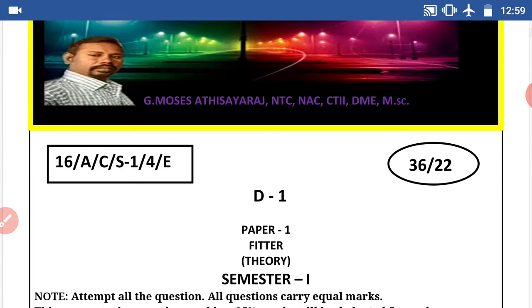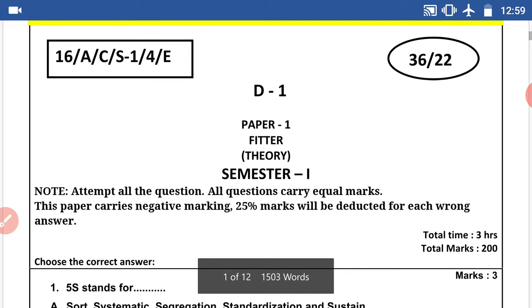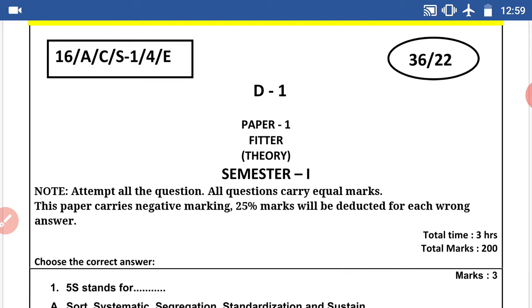Full title in front of the question paper. This paper carries negative marking: 25% of the mark will be deducted for each wrong answer. Total time is 3 hours, total marks 200. Trade theory 150 marks, employability skill 50 marks. Let's come to the subject.